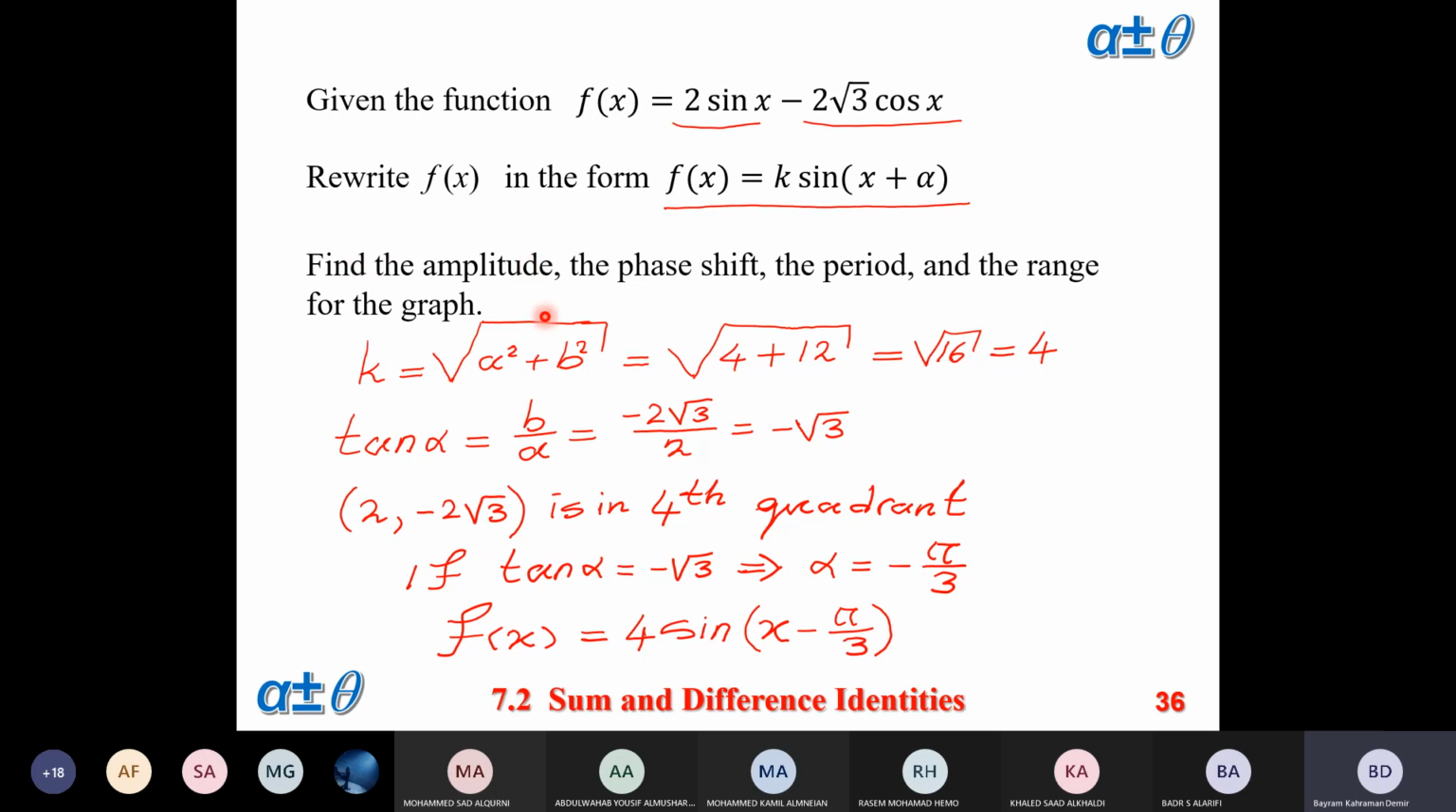Find the amplitude. Of course, amplitude is 4. Huh, Shabab? Remember these basic questions. Find the shift. You understand what is shift, Shabab? Pi over 3, huh? Pi over 3. Find the period. Find the range. What is the range of the function? Do you know that, Shabab? Range of the function? Between minus 4 and 4. Yes, from negative 4 to 4.